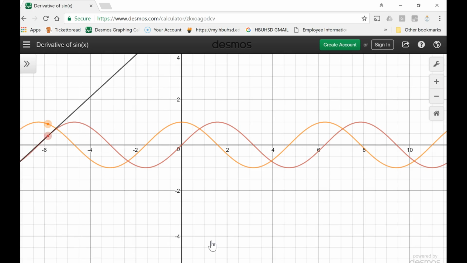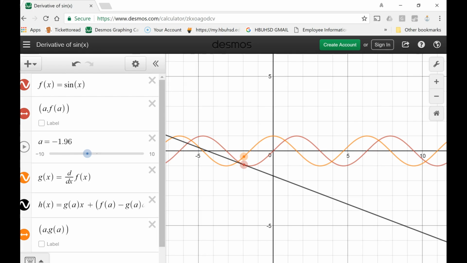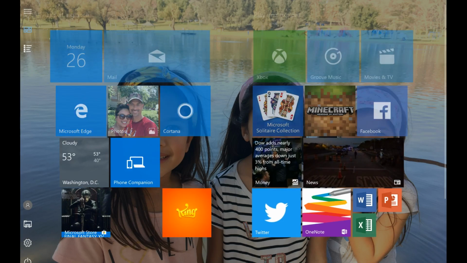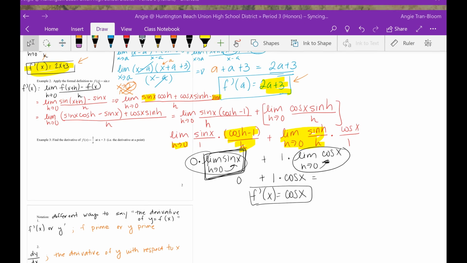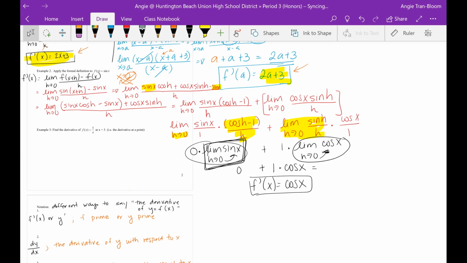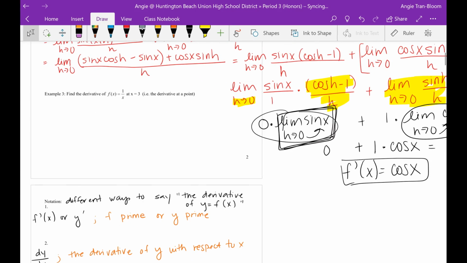So that's what this animation is supposed to show. The tangent at every single point on the sine curve gives us the perfect point to plot out cosine. So that's what's happening there. Hopefully the graphing helps a little bit with the algebra. Okay, so let's go do this one right here.